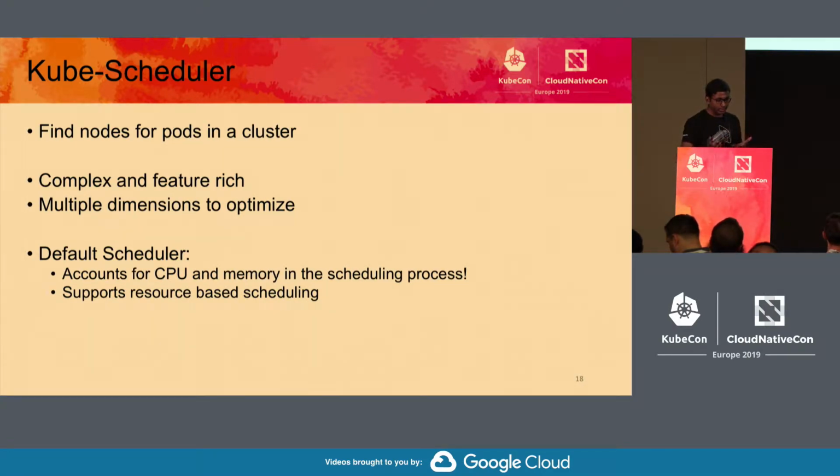The Kubernetes scheduler essentially finds nodes for pods to run. It's complex and feature rich. It has a bunch of features. You can set node affinity and anti-affinity, pod affinity and anti-affinity. It also supports taints and tolerations. So the default scheduler typically takes CPU and memory into account for scheduling.